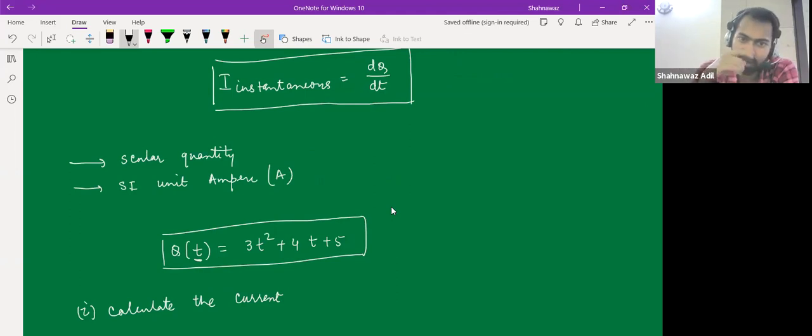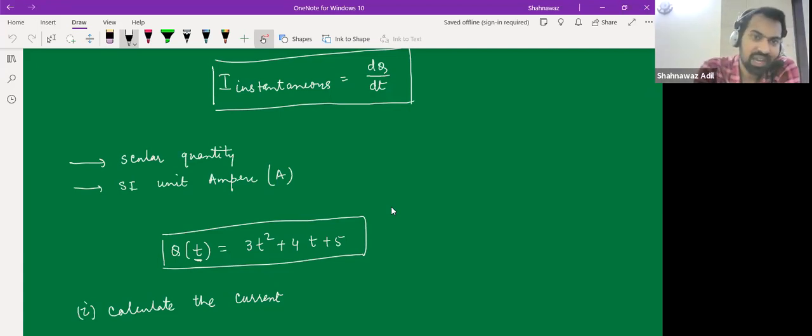Just like in uniform speed, your distance is changing equally with time, right? So you have equal change in distance in equal interval of time. For that case, that is called the uniform speed, right? And similarly, for the case of non-uniform speed, you have unequal change of distance in equal interval of time. So similarly, in this case, you have unequal change in charges, right? When this charge is not the same for different intervals of time, then that would be called a non-steady current. So is that clear to you, Saad?